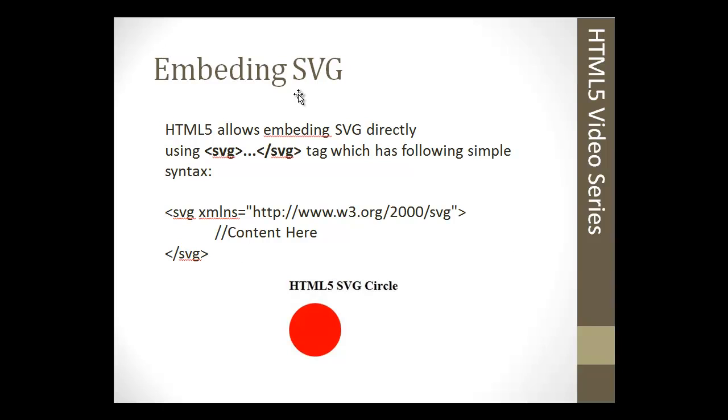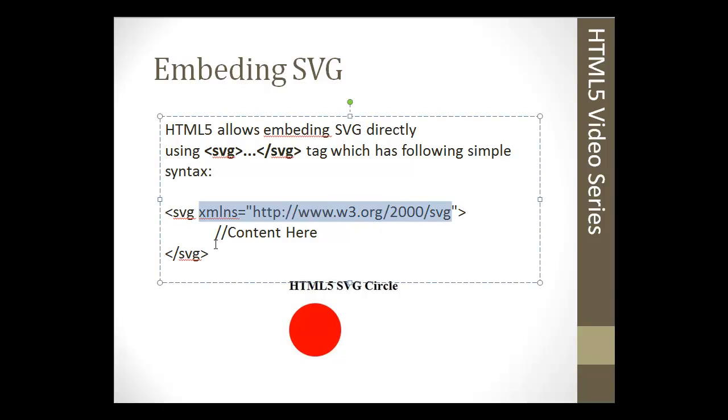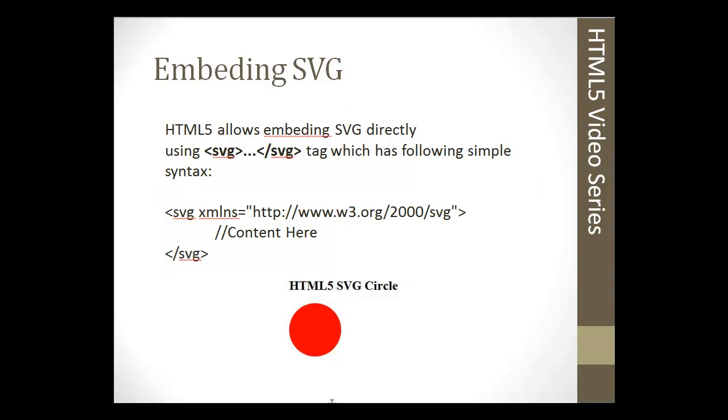Now, embedding SVG into HTML uses the SVG tag, which follows a simple syntax, which you can see right here. SVG open tag, and then we define the XML standard, and then the content will go in between the SVG tags, which we will do in the second part of this program. And you can see here, this is an example of just a simple SVG circle.